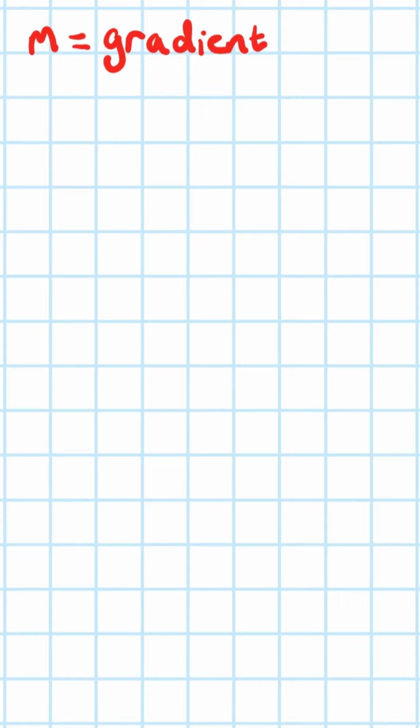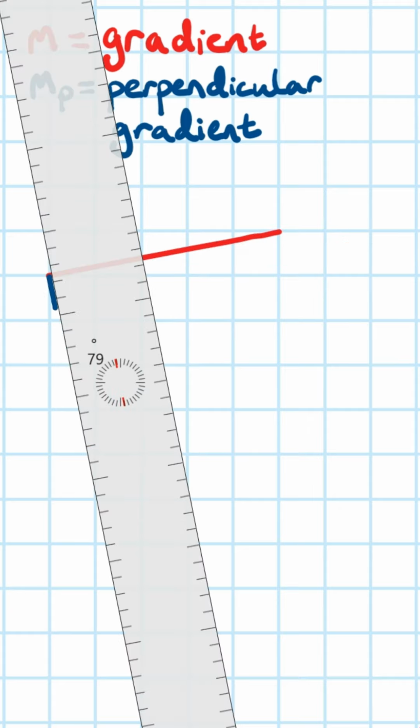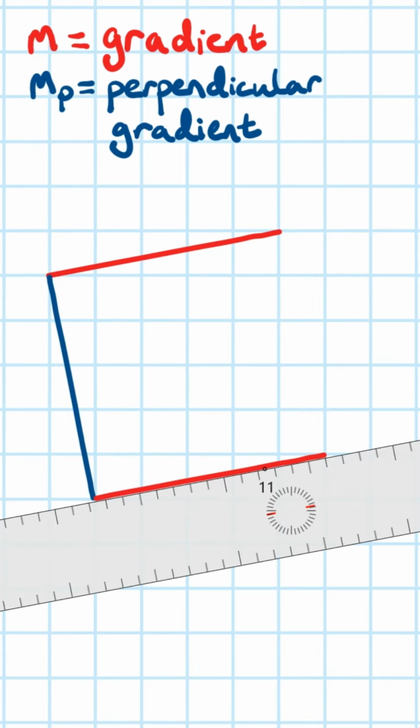How do we convert between a gradient and a perpendicular gradient? The first thing we're going to do is draw a square, because each of the sides are perpendicular to one another, i.e. they're at right angles.